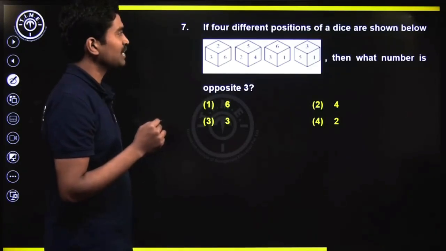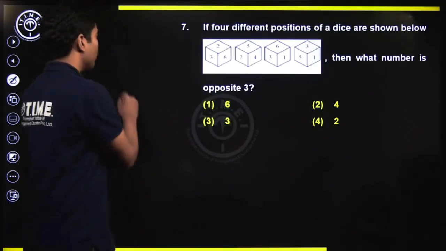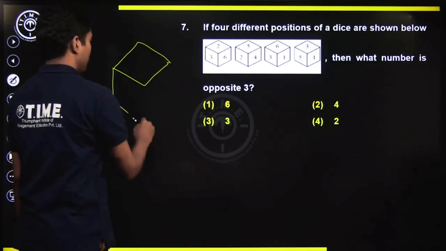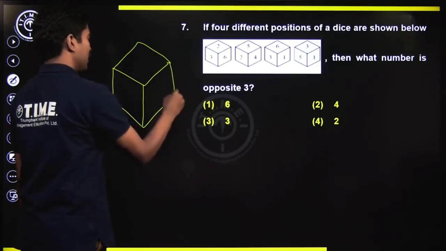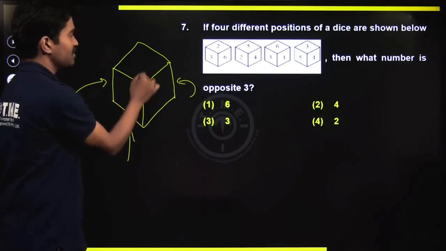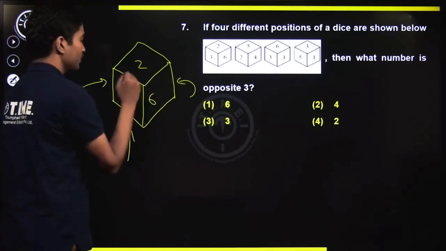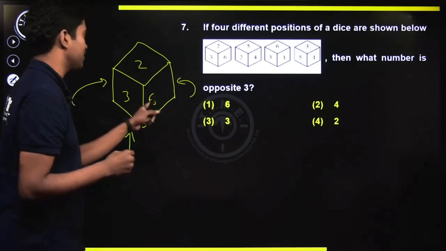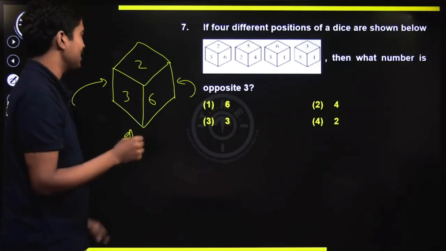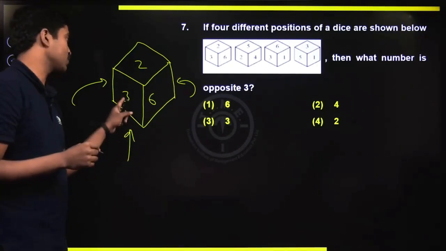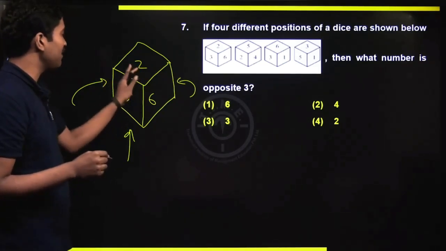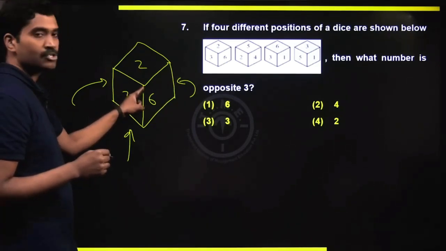If 4 different positions of a dice are shown below, then what number is opposite 3? This is what the dice looks like. Only 3 faces are visible, and there are 3 more faces: the one at the bottom, the one at the back, and the one at the left. Let's take the first one: 2, 3, 6, with 2 on top, 3 to the left and 6 to the right. Every face will have 4 neighbors, but every combination of 3 faces will have a vertex. 2, 3, 6 is connected at this corner.